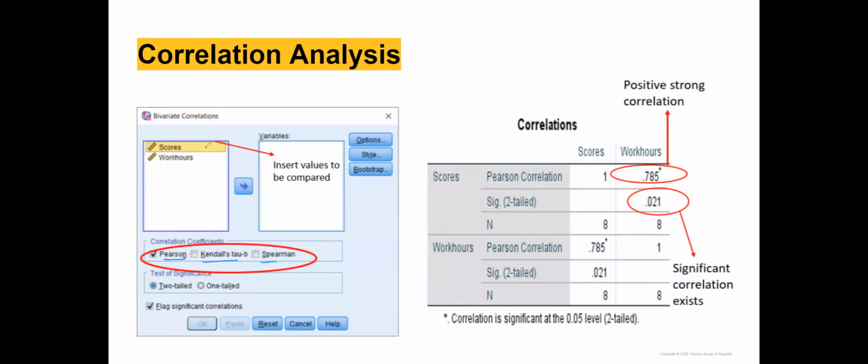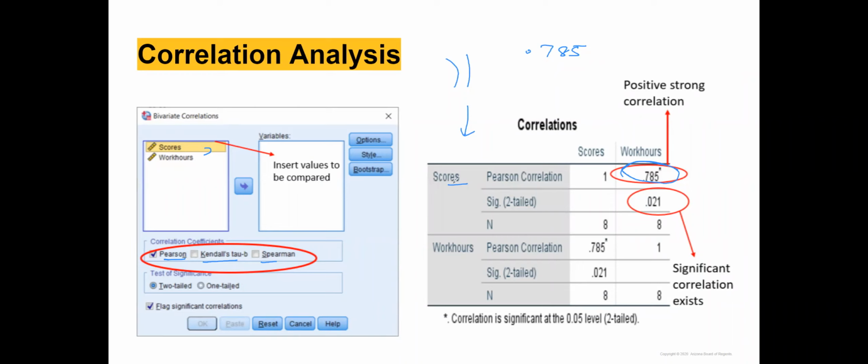And you select the two variables you want to compare. Suppose we want to compare scores and work hours. So you select them, you select the type of correlation coefficient, and you click on OK. This is the output you will get. First of all, you look at the score for scores and work hours. It is 0.785, so it's a positive score. That means they are positively related.